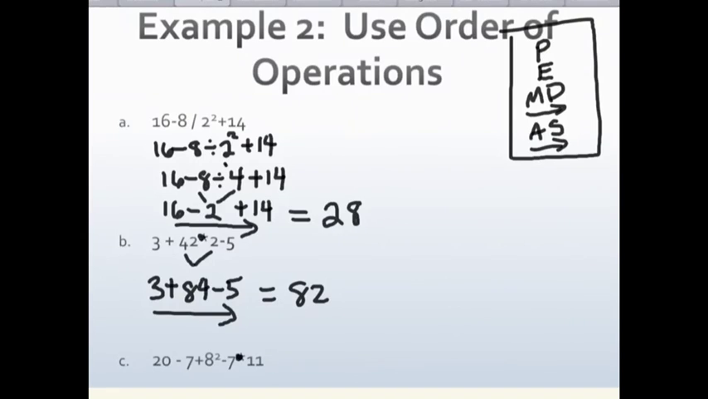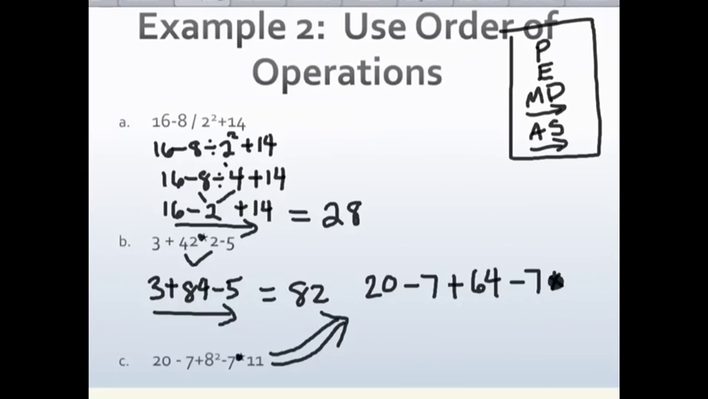The final part of example 2 is this guy. 20 minus 7 plus 8 squared minus 7 times 11. So I'm going to just draw a little arrow here to give myself a little bit more space. If I were to work on this problem, again, I'm looking for parentheses. There are none. Is there an exponent? Indeed there is. That's associated with the 8. So I have 20 minus 7 plus 8 squared. I'm going to replace that with 64 because that is what 8 squared is. That is 8 times 8 minus 7 times, use a dot there, times 11.